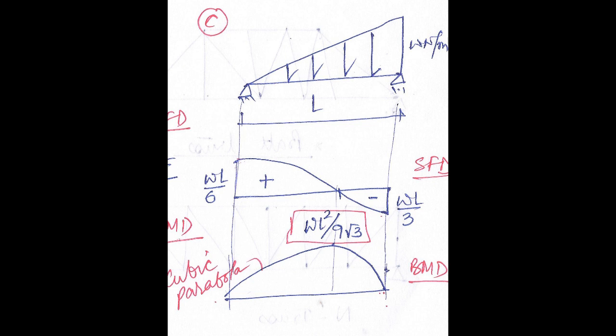So what is the shear force diagram? The SFD looks like this, it is a parabolic one. The value at one support is WL by 6 and at the other support, where the load is maximum, that is W Newton per meter, the shear force value is WL by 3. So what is the maximum value of shear force in the case of this right angled triangular load? The maximum value is WL by 3. What will be the BMD? The BMD is a cubic parabola with the maximum value of WL square by 9 root 3.